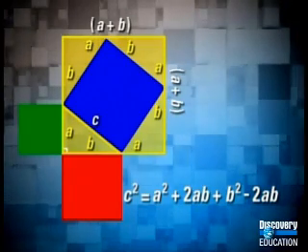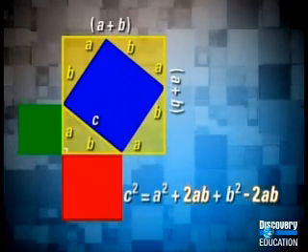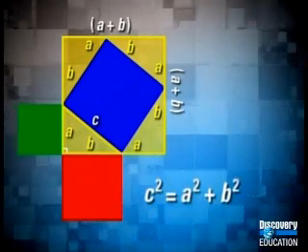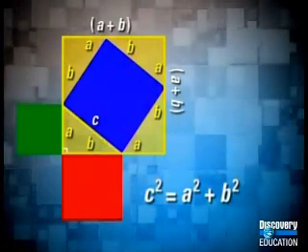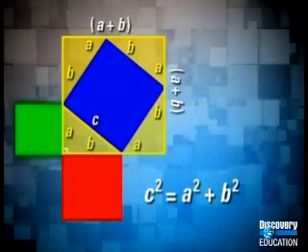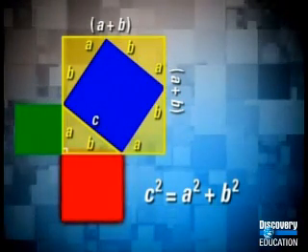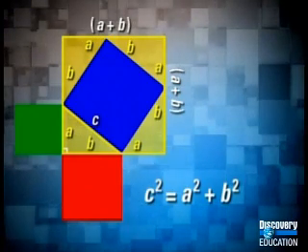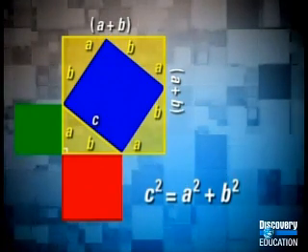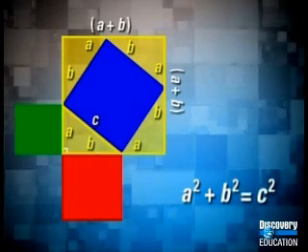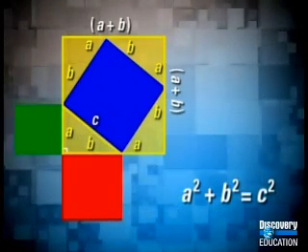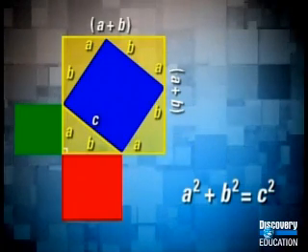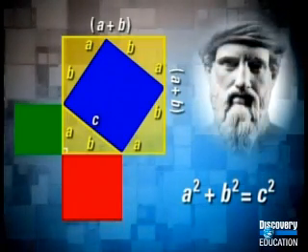Here's the equation. C squared equals A squared plus 2AB plus B squared minus 2AB. 2AB minus 2AB is 0, so C squared equals A squared plus B squared, which can be stated as the area of the blue square equals the area of the green square plus the area of the red square. This equation looks familiar, doesn't it? Congratulations! We've now followed one of many possible proofs of the Pythagorean theorem.